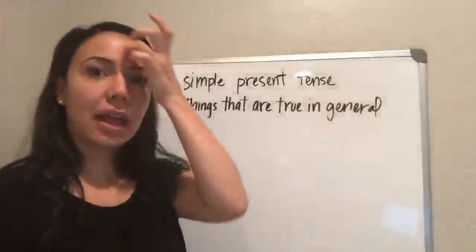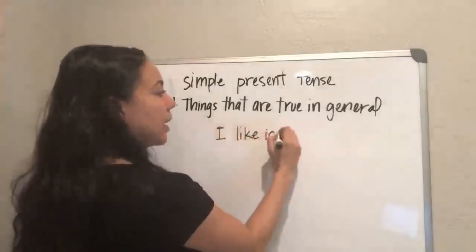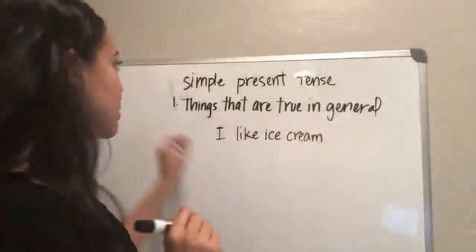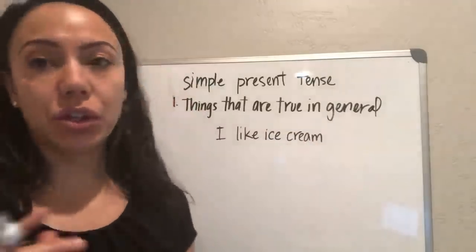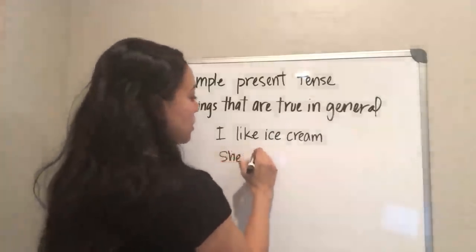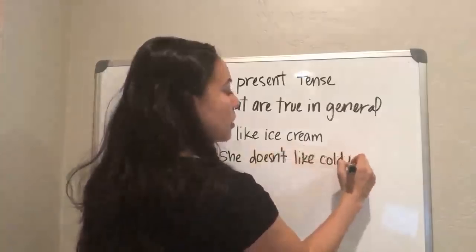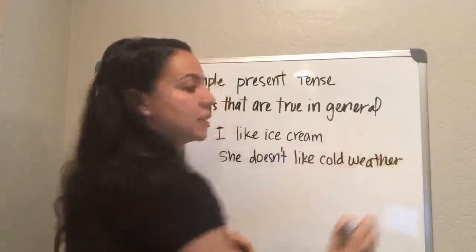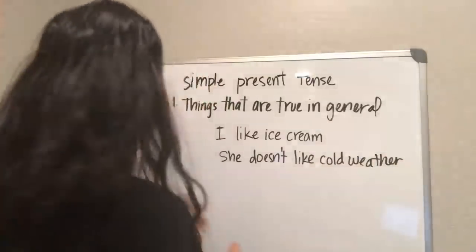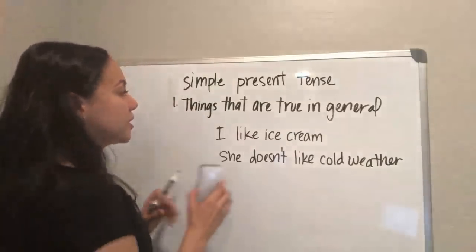When we make statements like, I like ice cream. So this is something that is true in general. This is just a general statement, something true. It can be a negative statement. She doesn't like. Okay, true statement in general. So this is one instance that you're going to use this verb tense, okay?